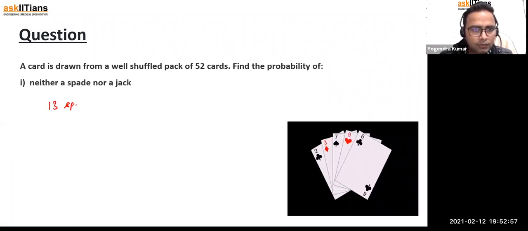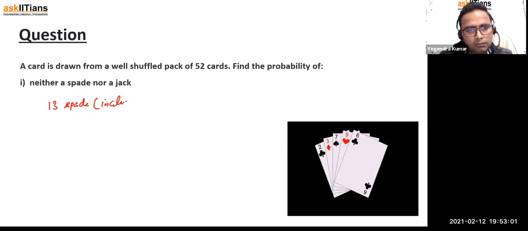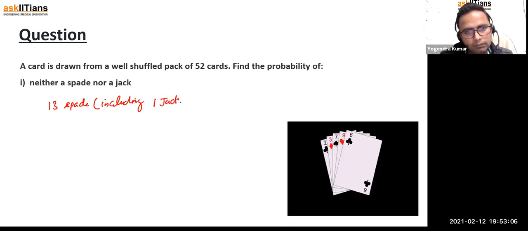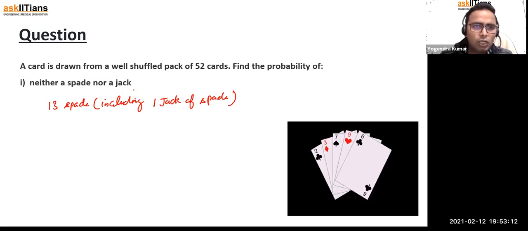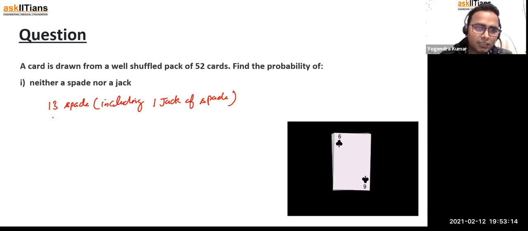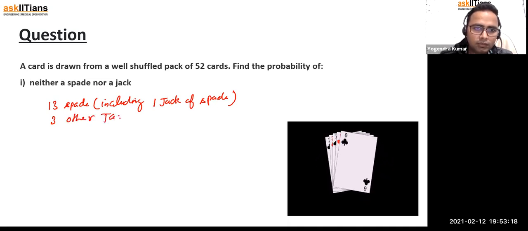13 spades, including 1 jack of spade, right? 1 jack of spade, like that it is there. Not a jack, right? So how many remaining jacks are there? 3 other jacks, other suit jacks, right?